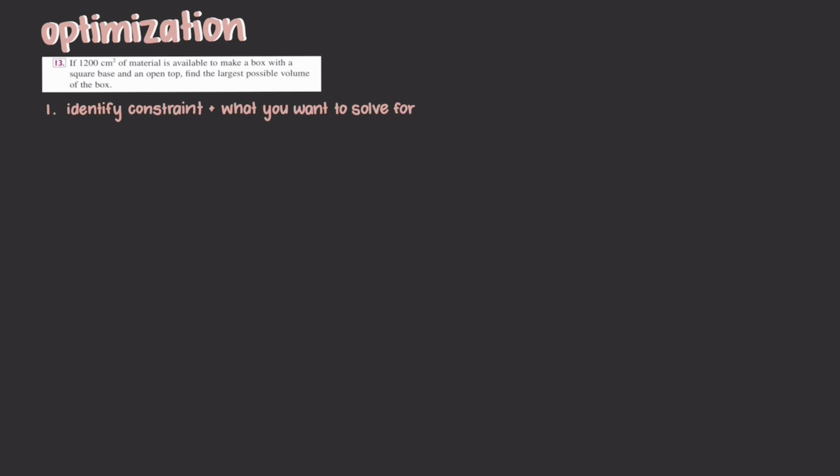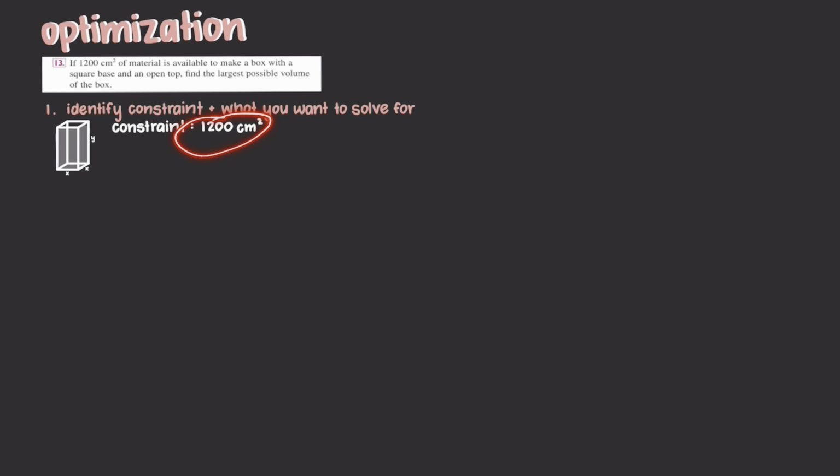So now we have to write down the functions. Let's start with the constraint: 1,200 centimeters of this box with no top and a square base. It always helps to draw a picture. So here's a box and there's no top. That's important. Now we have to come up with the constraint. Let's write down all the sides that make it up. It's going to be 1,200 centimeters total.